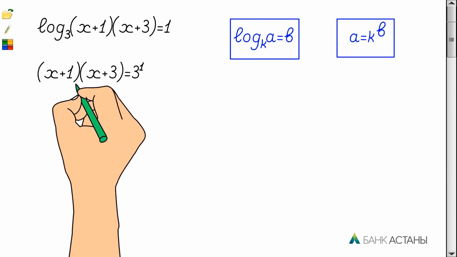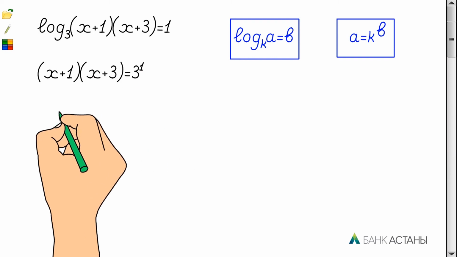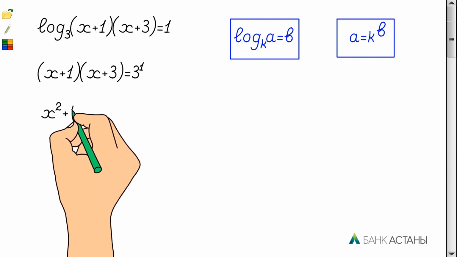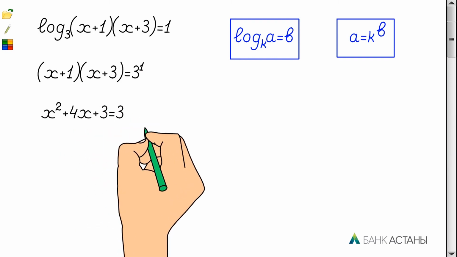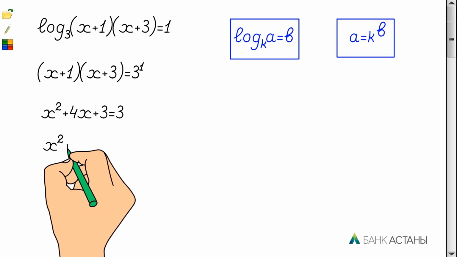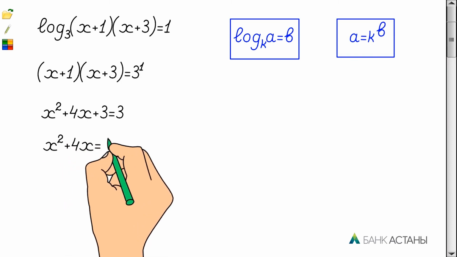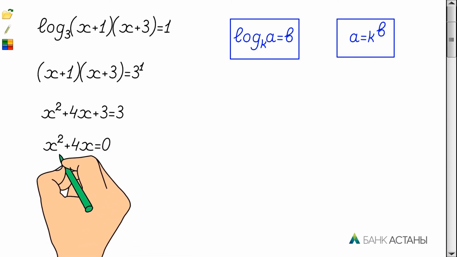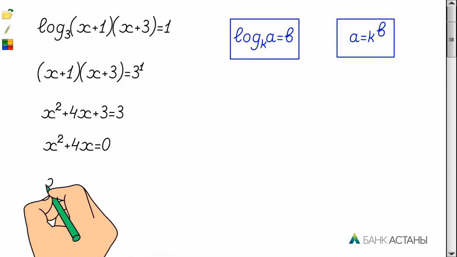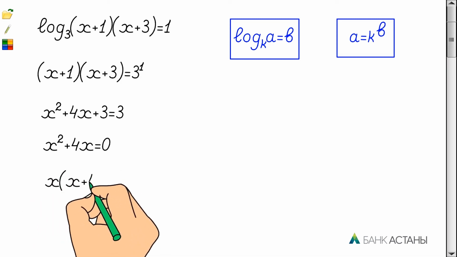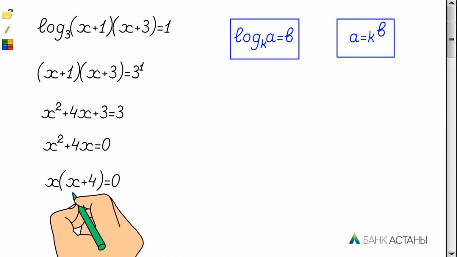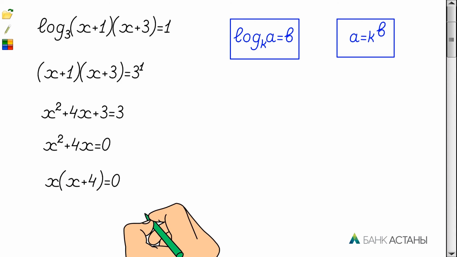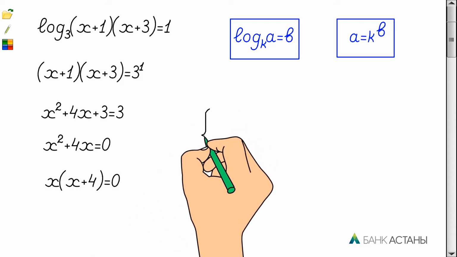We solve the equation in the brackets. Then we get x squared plus 4x plus 3 equals 3, or x squared plus 4x equals 0. We take the common factor x: x multiplied by (x + 4) equals 0. The product of two factors is equal to 0 if one of the factors is 0. In other words, we have obtained two equations.